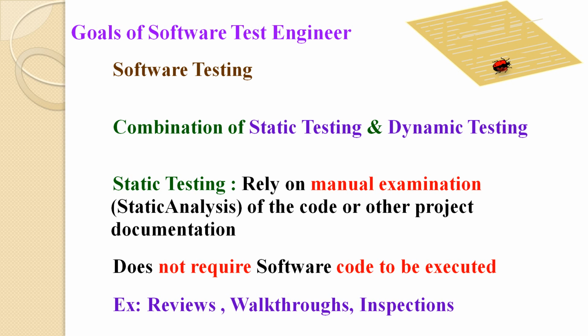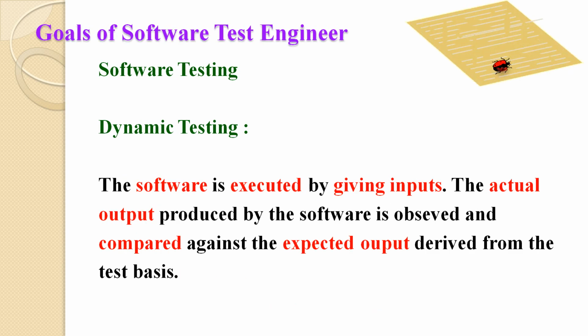Now this is static testing. During static testing, there will not be any execution of the code or the application. Simply they will do testing manually by examination. Right? This is called static testing. And then dynamic testing. After successful completion of static testing, the team will move to dynamic testing. During this dynamic testing, the code will be executed.